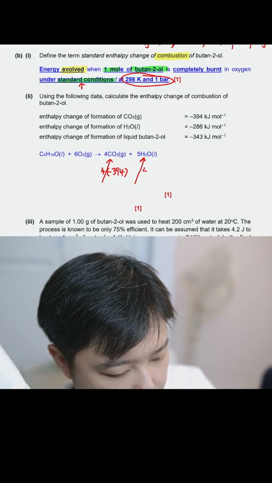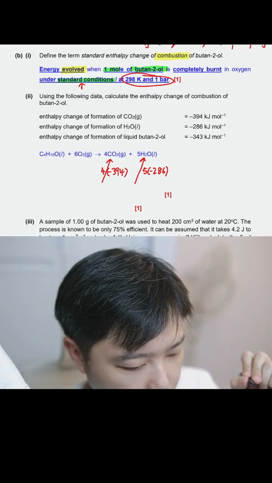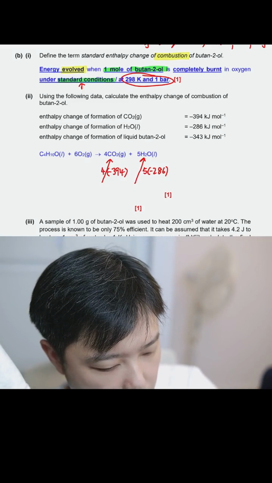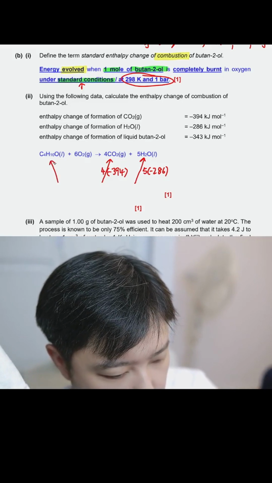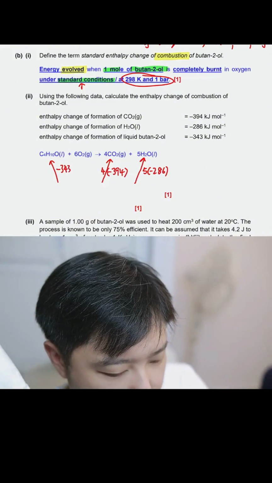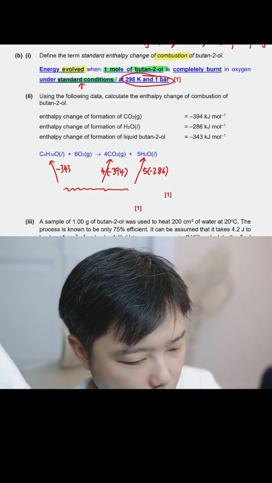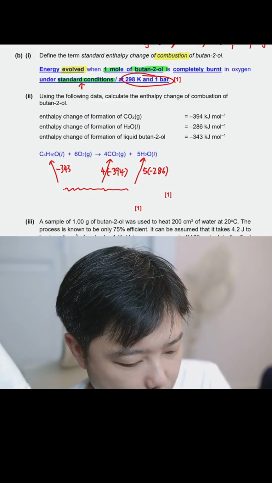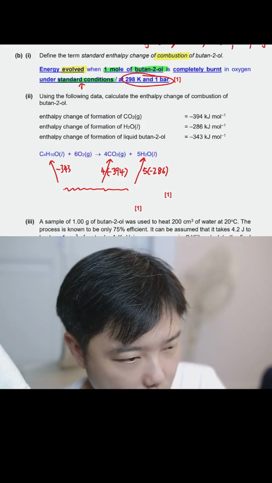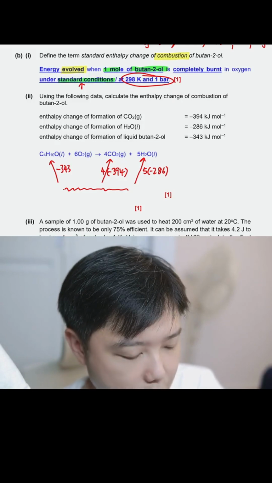Then we have formation of water, going up again. How many of them? 5. So 5 times minus 286. Next, formation of liquid butan-2-ol, there's only 1 of it, so we just put minus 343. By right, you're supposed to write down all the elements at the bottom, but actually we don't need to draw a cycle. They didn't ask us to draw a cycle anyway. I'm just drawing a cycle to show you where the arrows point and why we put products minus reactants.